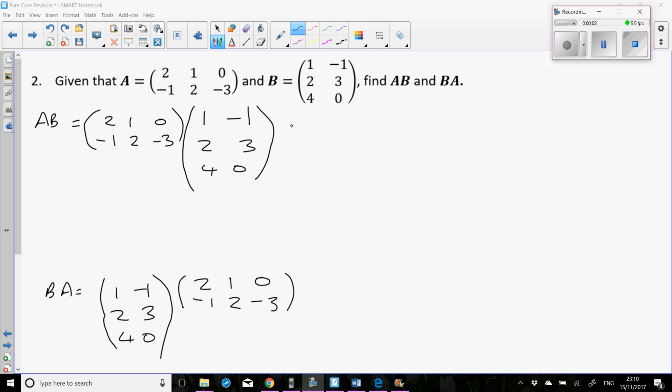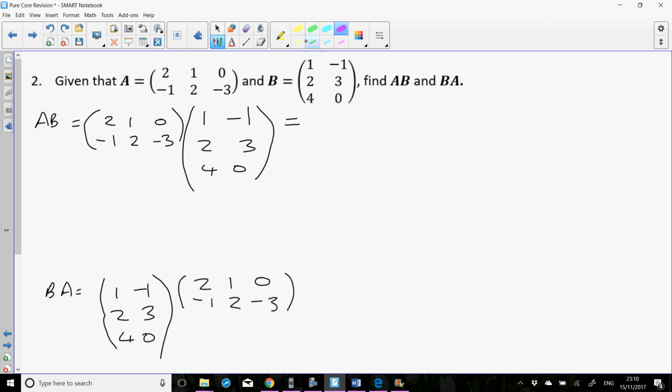So here we're just multiplying a couple of matrices together. Let's start with the first one. We want to do A times B. So A times B, I'm going to start at the top. I'm going to do first row times first column. That means I multiply the corresponding elements and add them together. Let's see what happens when I do that.